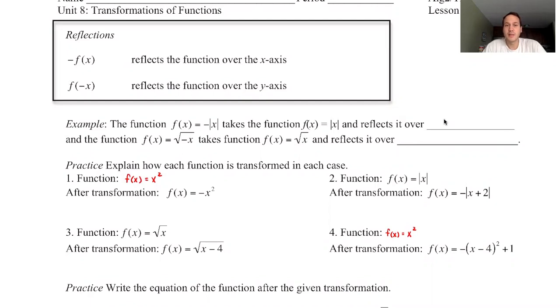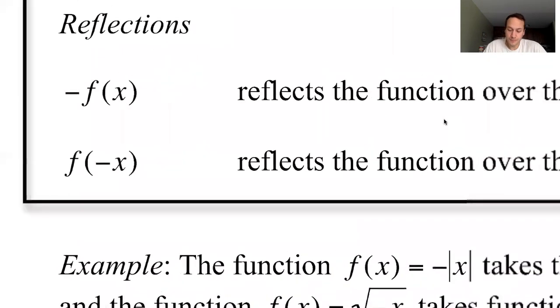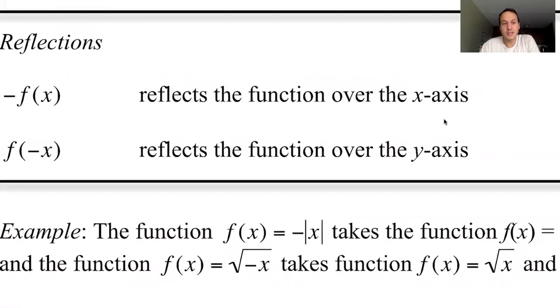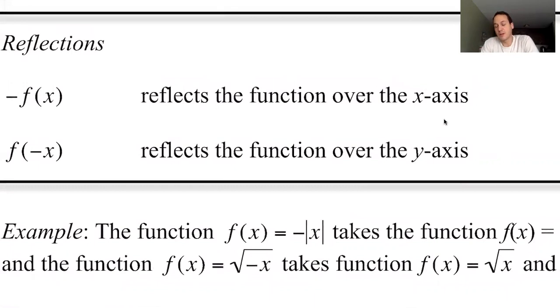So these reflections happen when there is a negative symbol in the function. Now, the negative symbol can happen in one of two spots. It can happen out in front of the function itself, and this one is going to be a reflection over the x-axis. Those are going to be the more common ones this year because of the functions that we're working with. That does not mean that we will not have any reflections over the y-axis, but it does mean that we really want to make sure that we get a negative on the outside. That is a reflection over the x-axis.